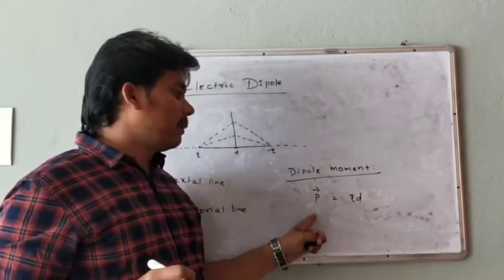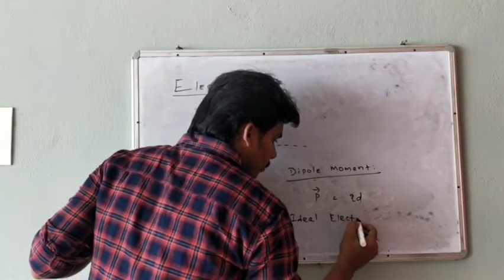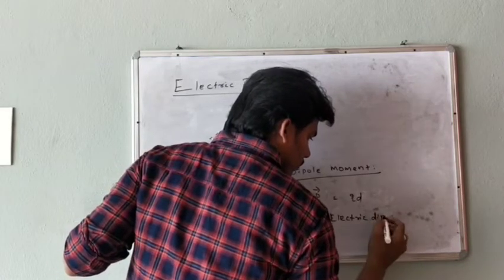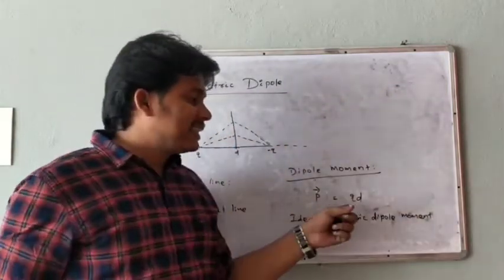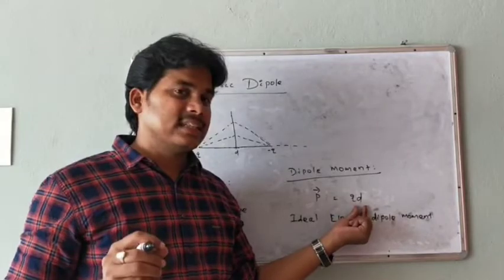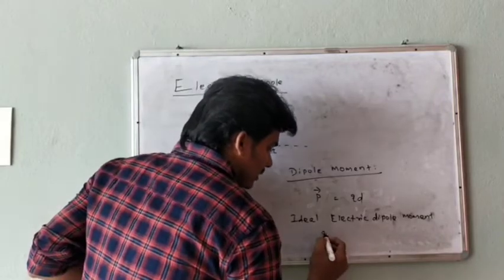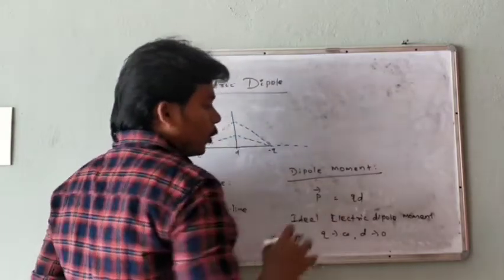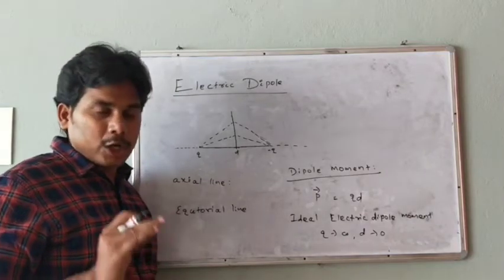And next, what is the ideal electric dipole moment? The ideal electric dipole moment is when the charge tends to infinity and the separation distance tends to 0. Then the product of these two values will give the ideal electric dipole moment. Understand?